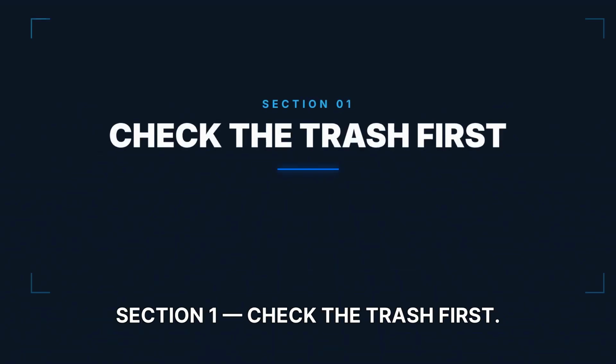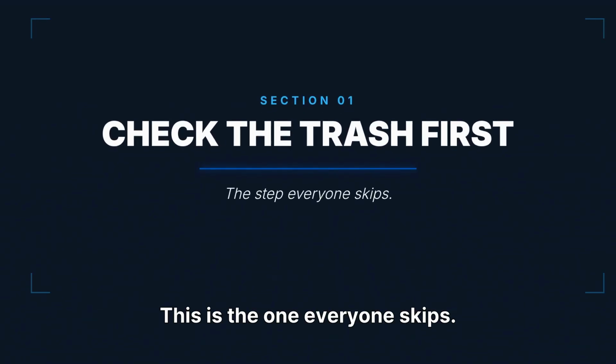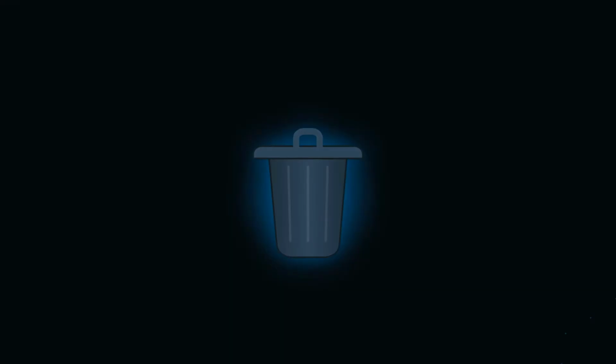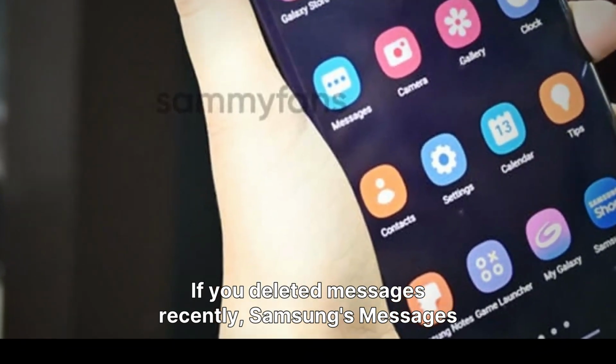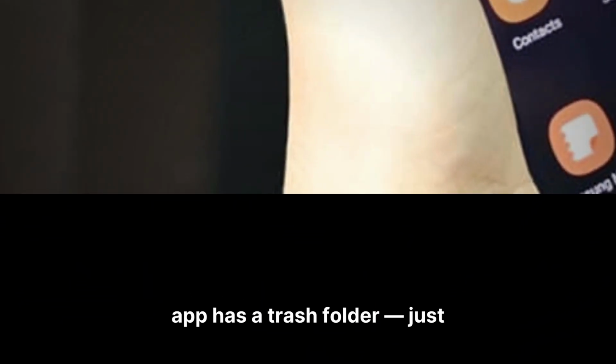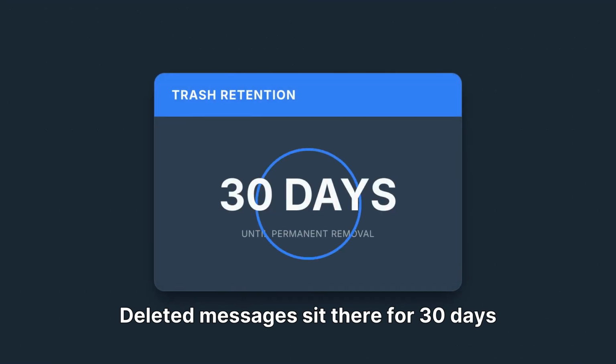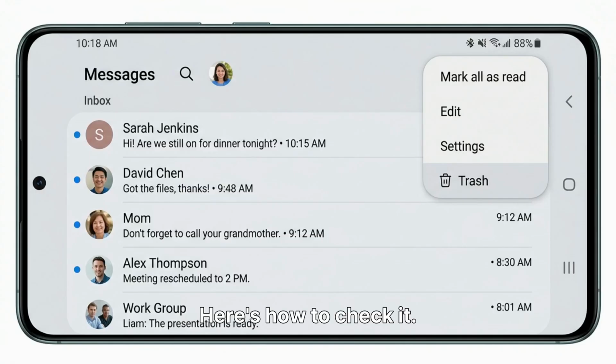Section 1. Check the trash first. This is the one everyone skips, and it solves the problem more often than you'd think. If you deleted messages recently, Samsung's Messages app has a trash folder, just like your email. Deleted messages sit there for 30 days before they're permanently removed. Here's how to check it.